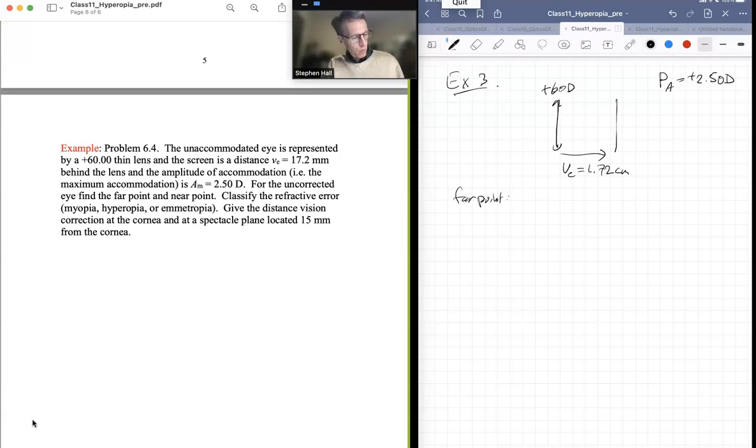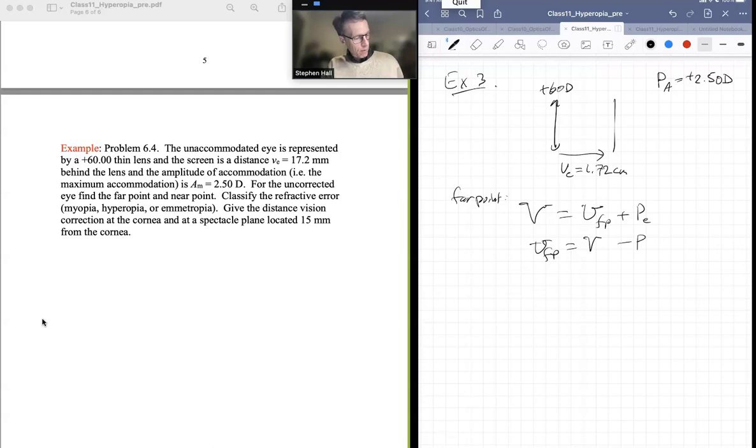So let's find the far point. We use the divergence equation, V equals U far point plus P. So the far point divergence is the image divergence minus the power of the eye. And this is 1 over lens to retina distance minus 60 diopters. And this is plus 58.1 diopters minus 60, which is minus 1.86 diopters.